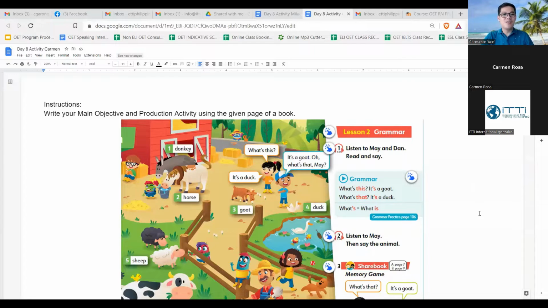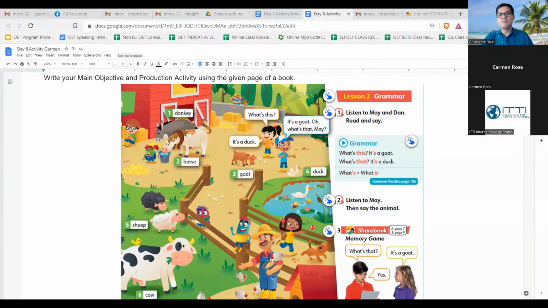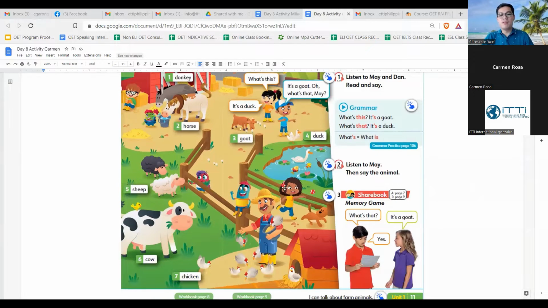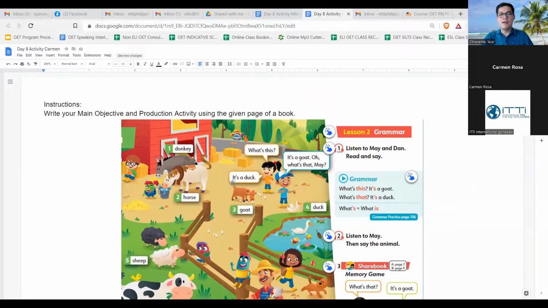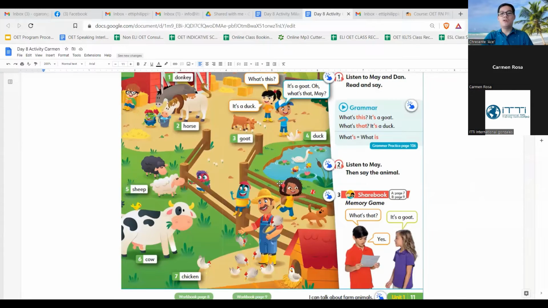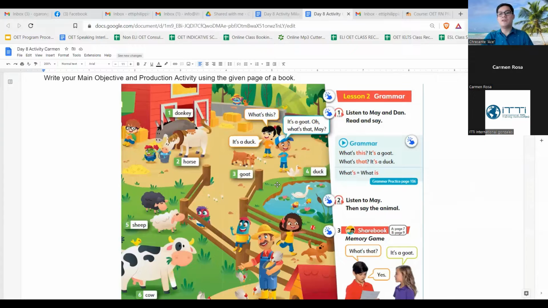So the instructions I wrote here: write your main objective and production activity using the given page of a book. I love this book. This is a young learner's book, Macmillan Share It, and if not mistaken, this is Share It 2, level 2. When you look at this book, right away you would notice that it is a grammar lesson, right? It says lesson 2 grammar.